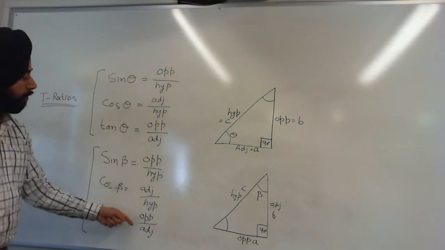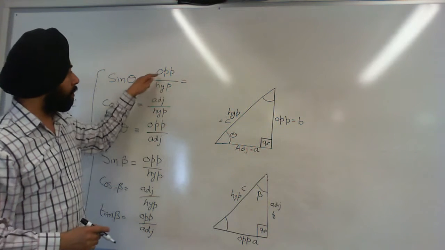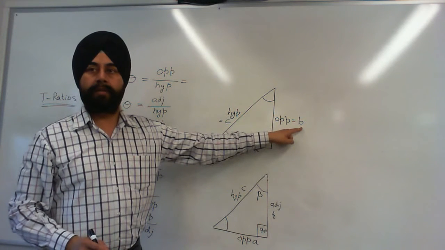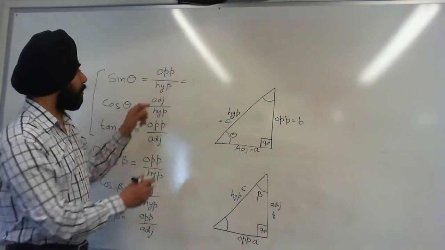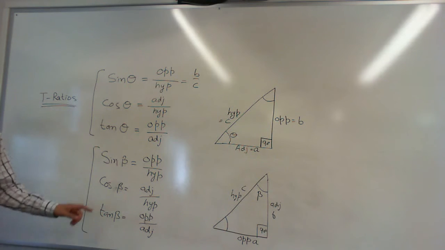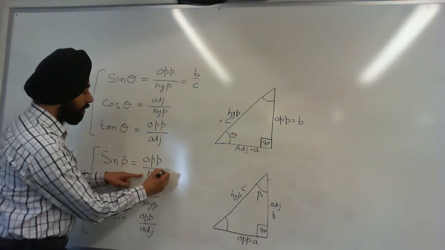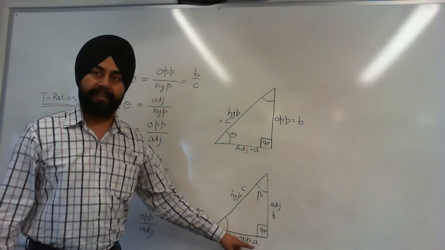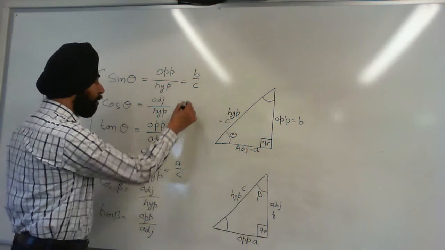So how will you write these things now? For this particular case, sine theta, because it's opposite over hypotenuse, what is your opposite? It's b, right? And then your hypotenuse is c. So this will be b over c. But if you write sine of beta, the formula is still the same. It's opposite over hypotenuse. But what is your opposite here? It's a. And your hypotenuse is still c. So this is a over c. So that's how the things change.